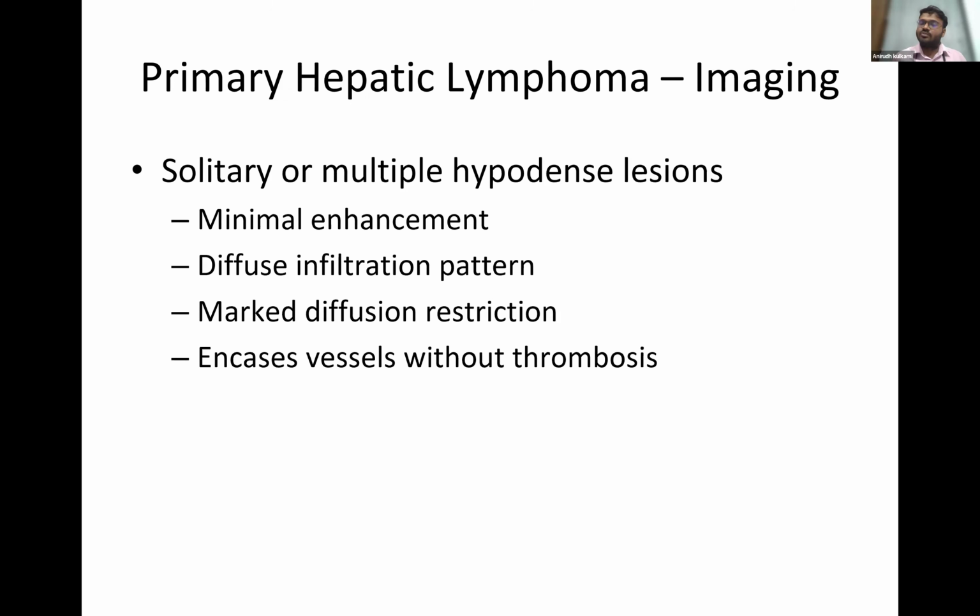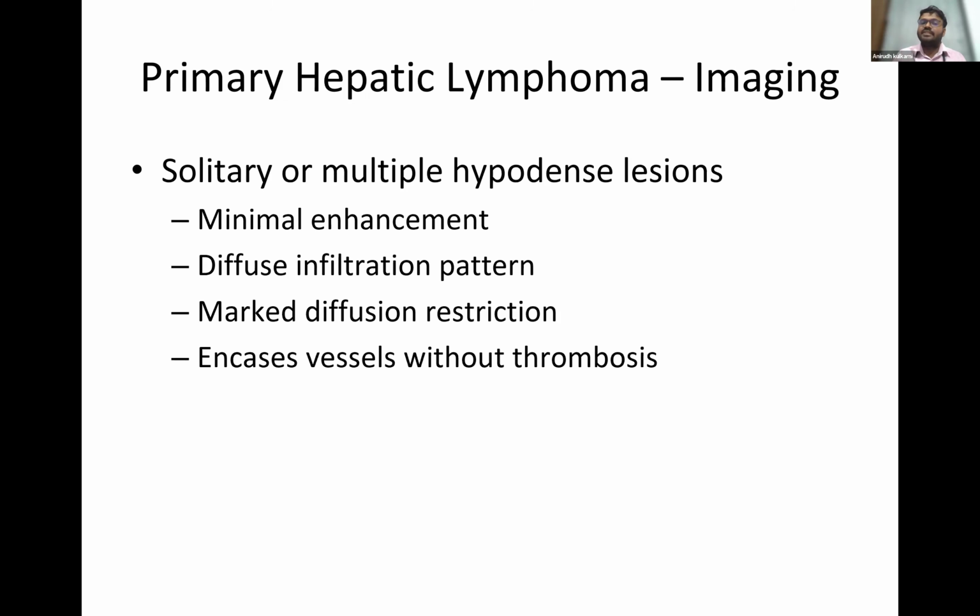In some cases, vessels without thrombosis. This is the characteristic of lymphoma. In other places also you have seen that sandwich sign. Lymphoma is a tumor which will engage the vessels, but there is no severe narrowing or thrombosis. That is about the lymphoma.